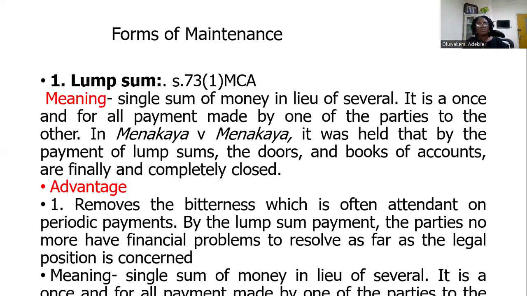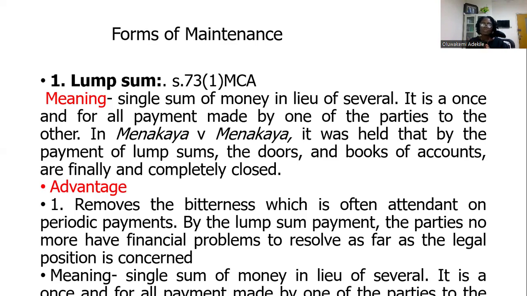This maintenance award, like I said, means money: the money that the court orders one party to pay for the benefit of the other spouse, where there is a need for it. So this financial order could come as a lump sum order, Section 73(1) MCA. It could be a single sum of money in lieu of several payments. That is just one single sum. The court might say, okay, pay 5 million and that is it.